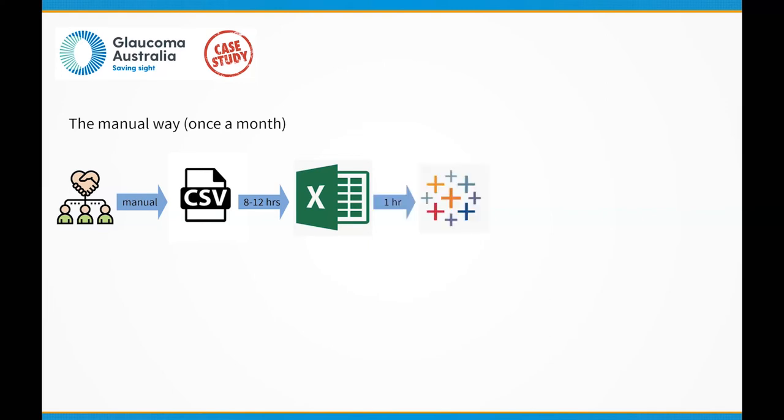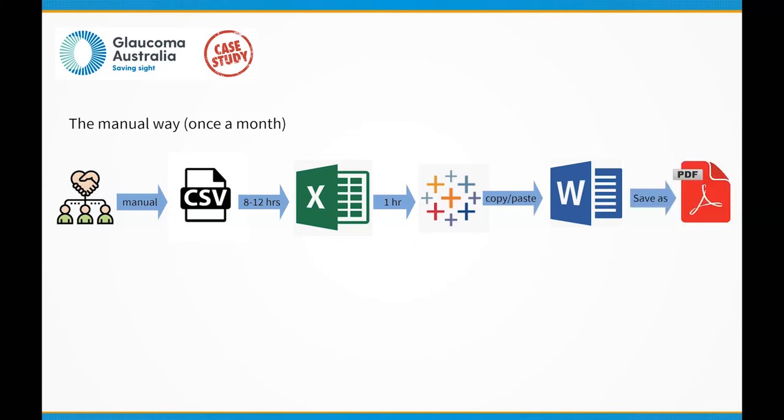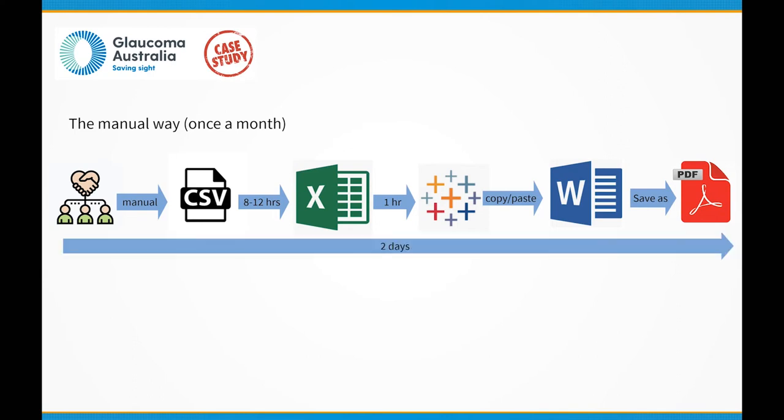Once they've got it in Excel, it takes them about an hour to make the changes in Tableau. They then sat down and copy and pasted all their Tableau visualizations into Word, and from Word created a PDF file. So they do this once a month, as I said. The reason they do that only once a month is that the flow takes about 2 days to do. So they just can't afford all this extra time to do this on a weekly basis, or a lot faster.